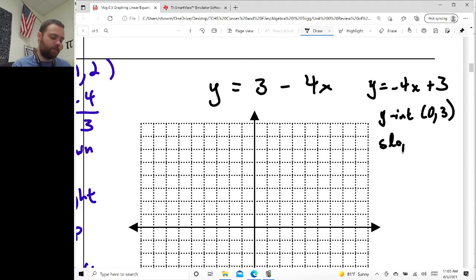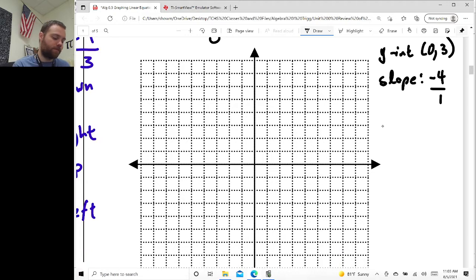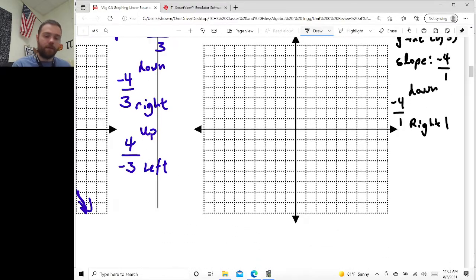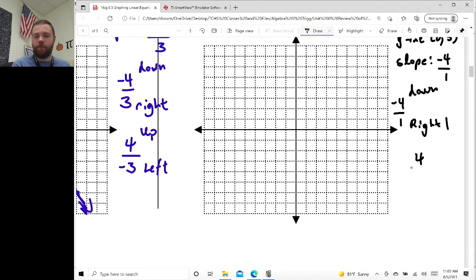And my slope is negative 4 over 1. So there's two ways to write this slope. Negative 4 over 1 means go down 4 and right 1. Or I can write it as 4 over negative 1, which means go up 4 and left 1. So we're going to start with the top slope. These are both equal. I want to reiterate this, I don't want to confuse you, but this is just to get the entire graph.